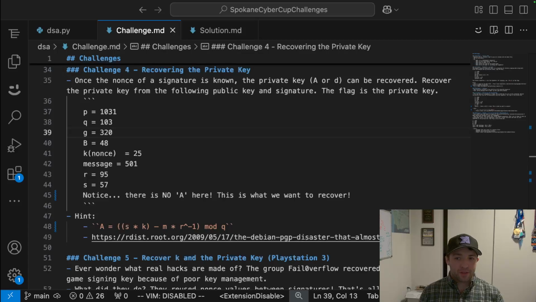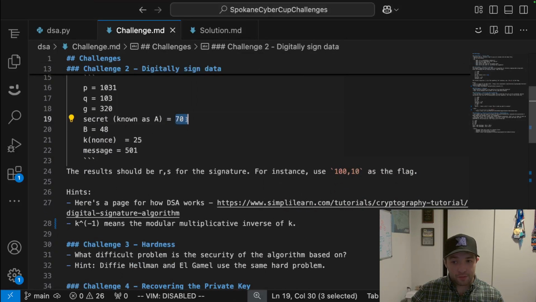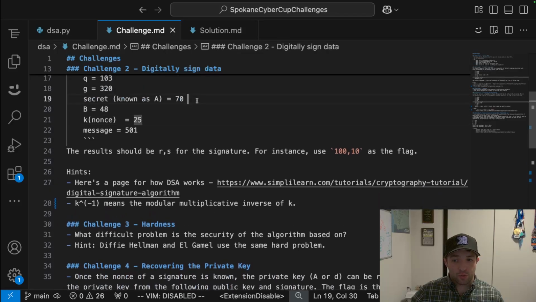Let's read the prompt. Once the nonce of a signature is known, the private key can be recovered. Recover the private key from the following public key and signature. The flag is the private key. In the previous challenge, this was A, right here, 70. So our goal is to recover this.